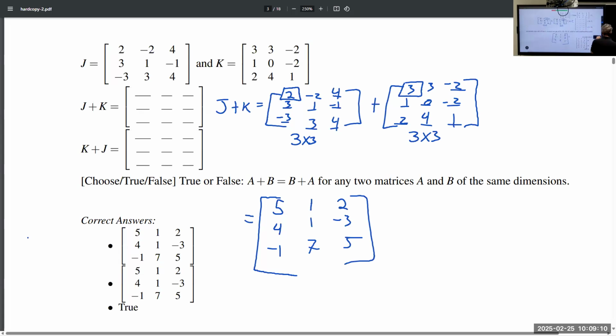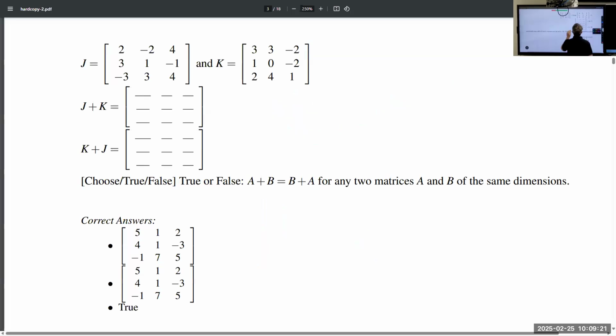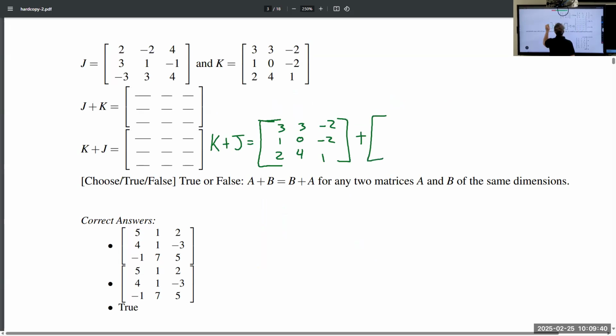Now, it wants to know what is K plus J, and then it wants to know, is that any different than what we just did? Okay, so now it wants K plus J. And will that be any different? Well, we add entry to entry. So I would think it would work just like normal addition.